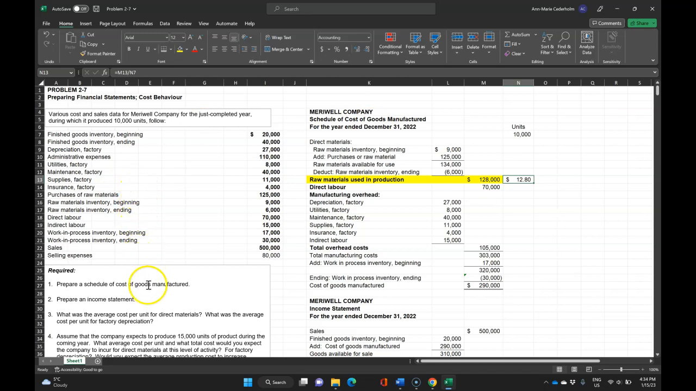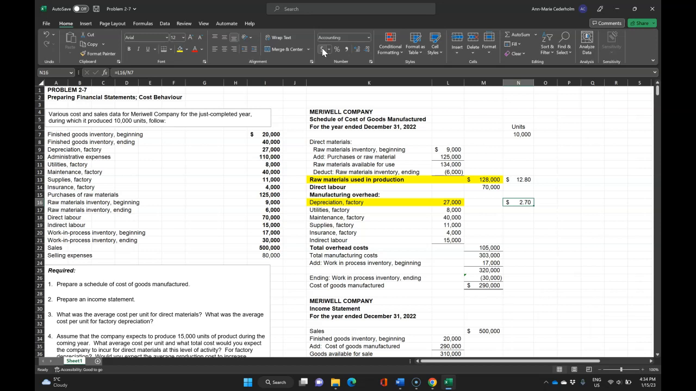So we need to be able to do the conversion. And then the next one in number 3 says, what was the average cost per unit for factory depreciation? So I'll just highlight this one. So that's the factory depreciation. So I'll do the same thing. I'll take 27,000 and then divide that by the units produced. So that gives me $2.70. So you can do that off of any amount that we have listed on our cost of goods manufactured statement or our income statement.